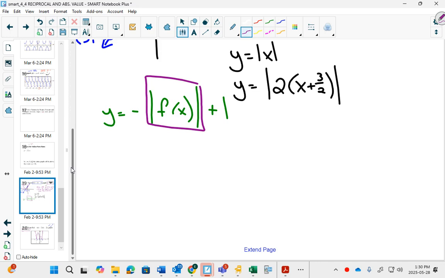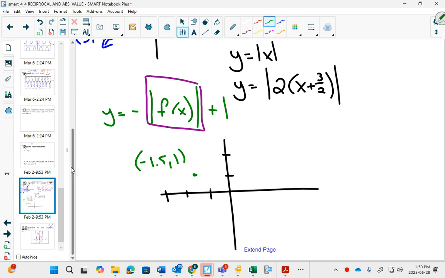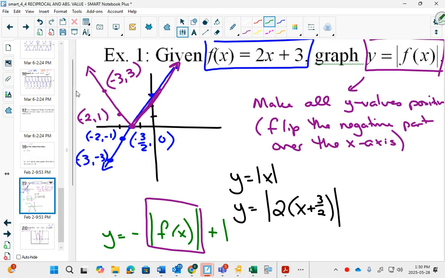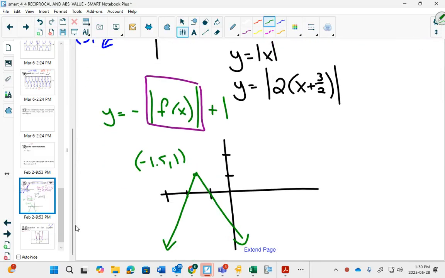So what would it look like in the end? Okay, it got flipped down, and then we shifted it up 1 unit. You see that your new vertex would be right here at negative 1.5, 1, and that it would be going down as a result. So I took this purple graph, I flipped it down, and then I shifted it up 1 unit, so this point here and this point here would now be those 2 points.